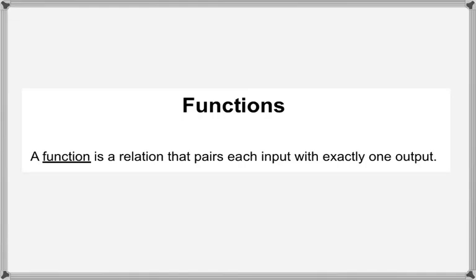In section 2.1 we discussed relations, and in this section we're going to discuss functions. A function is just a special type of relation. So just like any other relation, it has a set of inputs and a set of outputs. But the thing that makes it specifically a function is that each input is paired with exactly one output.